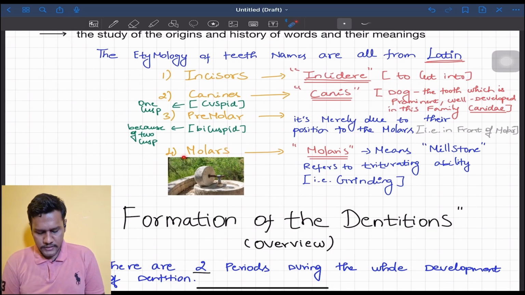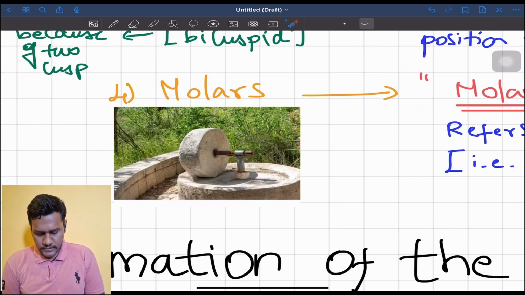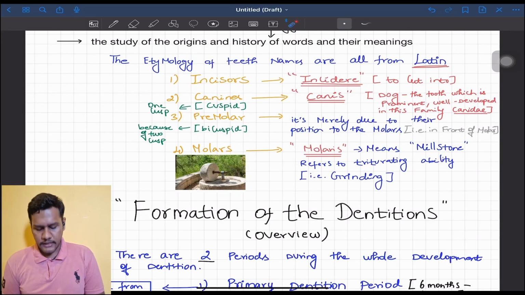Now I come to the molars, then we go to the premolars. The molars are derived from the Latin word molaris, meaning millstone. This is a grinding stone. The purpose of the molars is to grind the food. Triturating ability is that grinding.